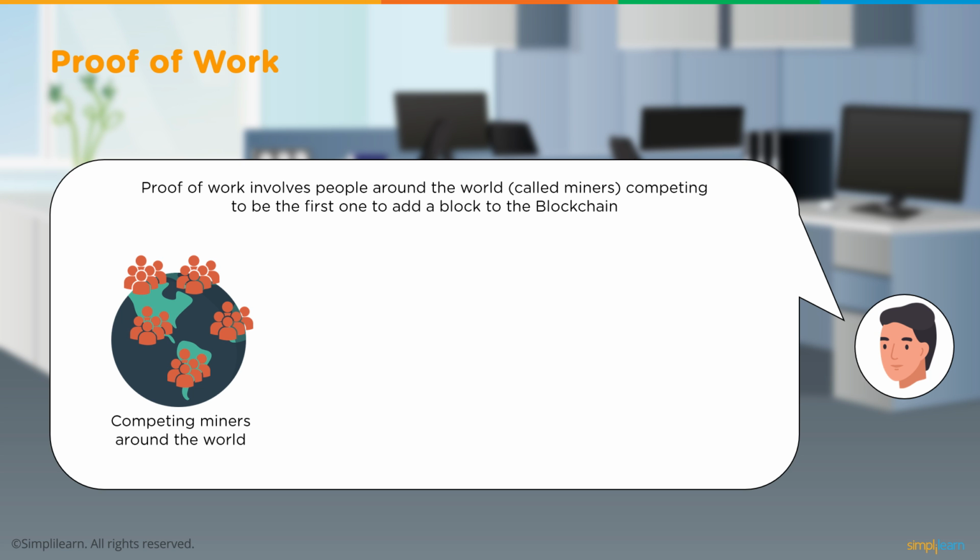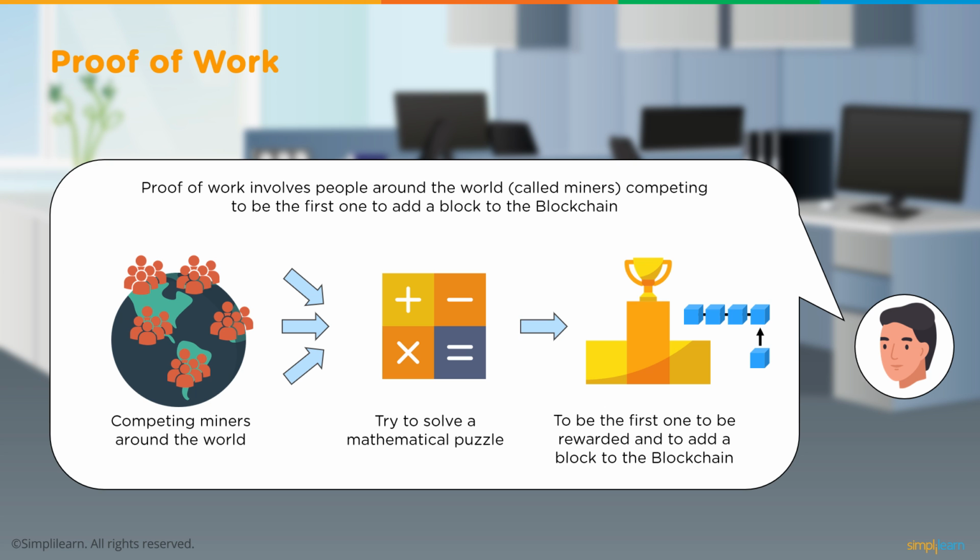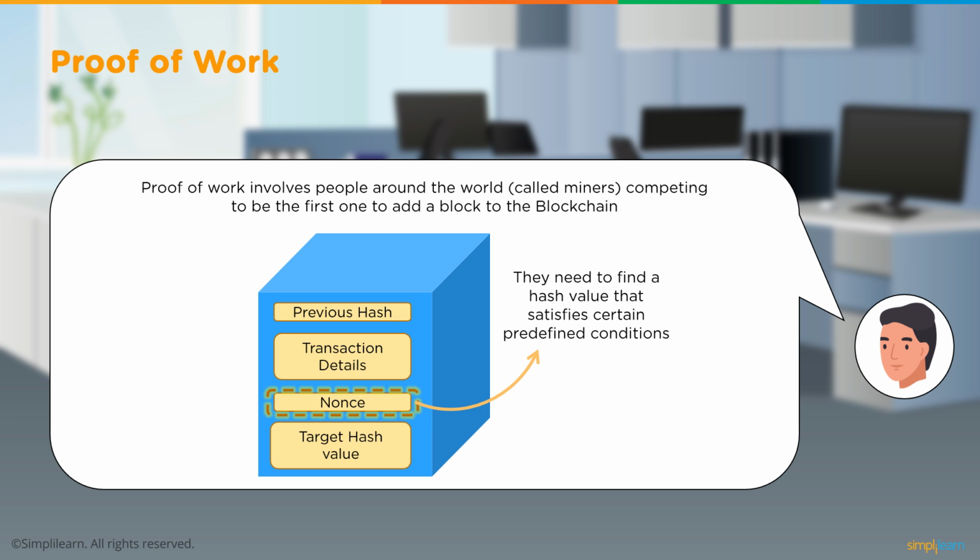There are competing miners around the world. They are trying to solve a mathematical puzzle to be the first one to be rewarded and to add a block to the blockchain. So this is the reward. Thereby they invest in the computing power, they invest in the resources in order to mine and validate a transaction to get that reward. Now, what is the mathematical puzzle? Basically they need to find a hash value that satisfies certain predefined conditions. Now, in order to find the hash value, they will use nonce.